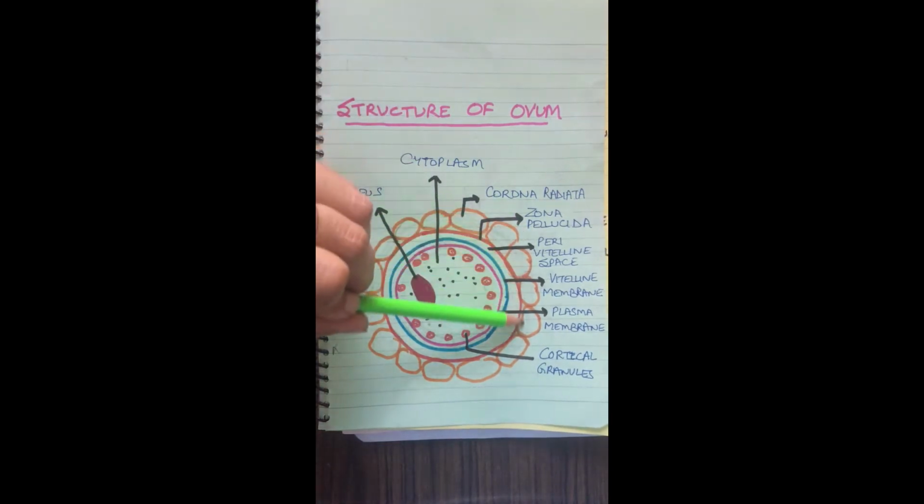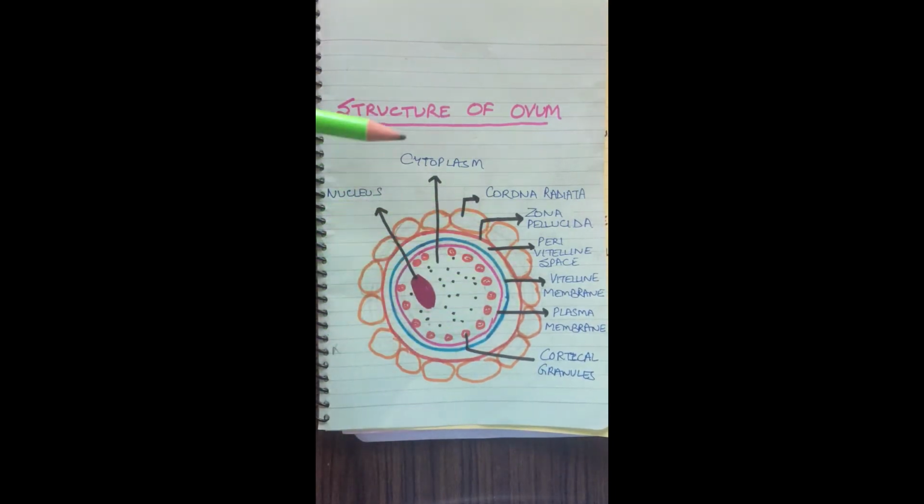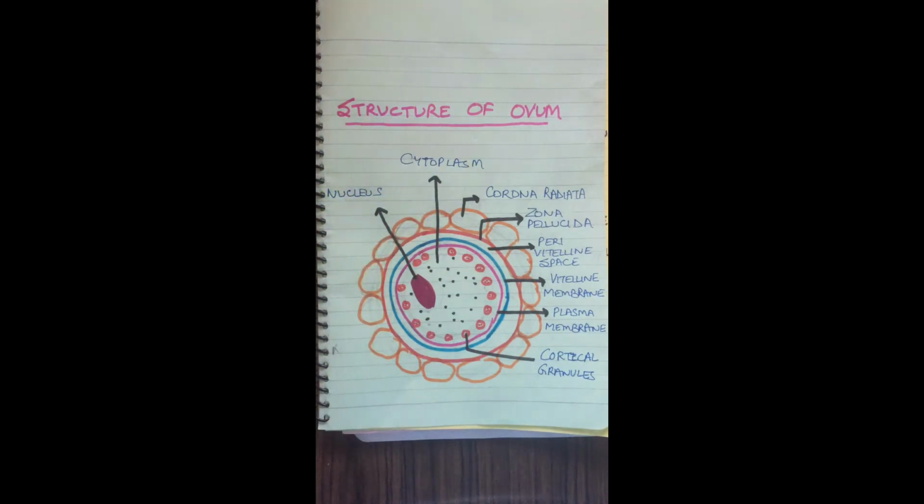Now you can see some cells radiating around the ovum. These cells are actually the granulosa cells of the follicles. You remember ovum development occurs inside the follicles. So when the ovum is released from the ovary during ovulation, some of the granulosa cells remain attached to the ovum. So this layer of granulosa cells is called the corona radiata.